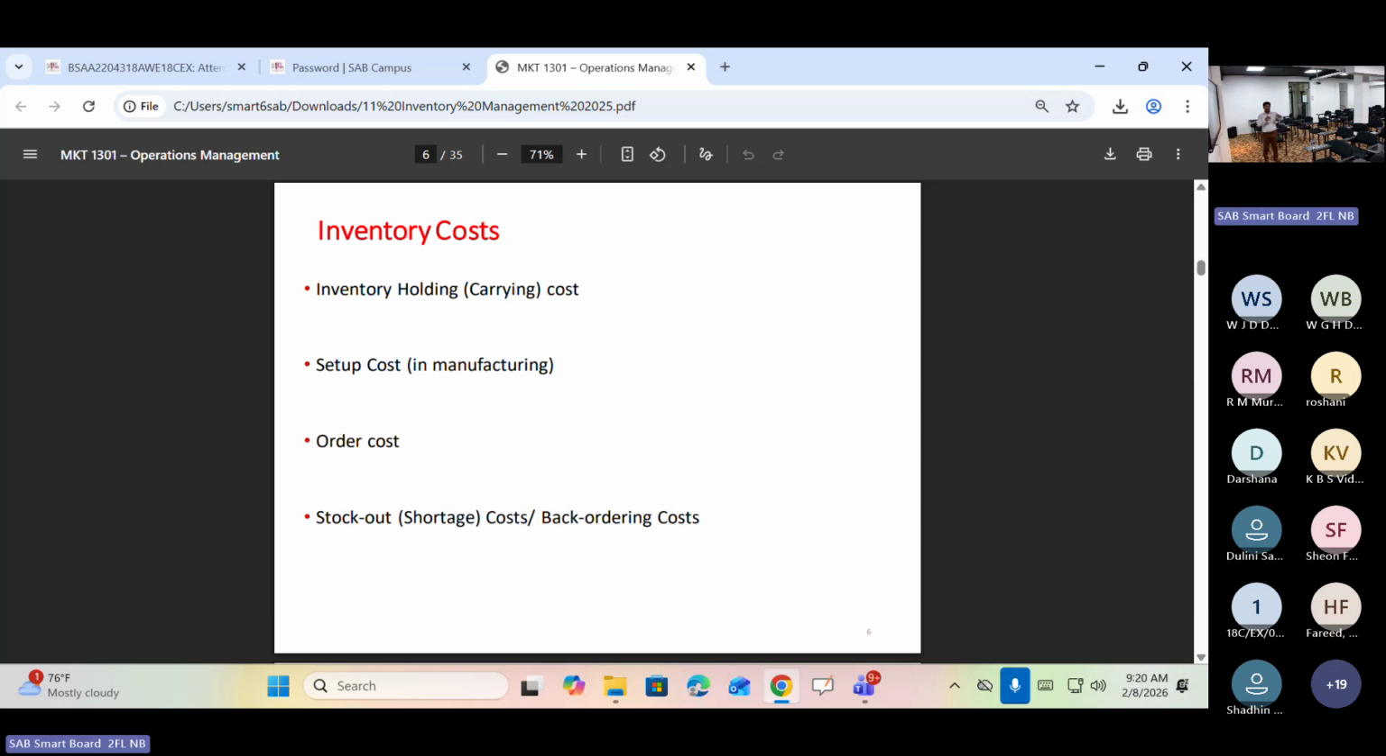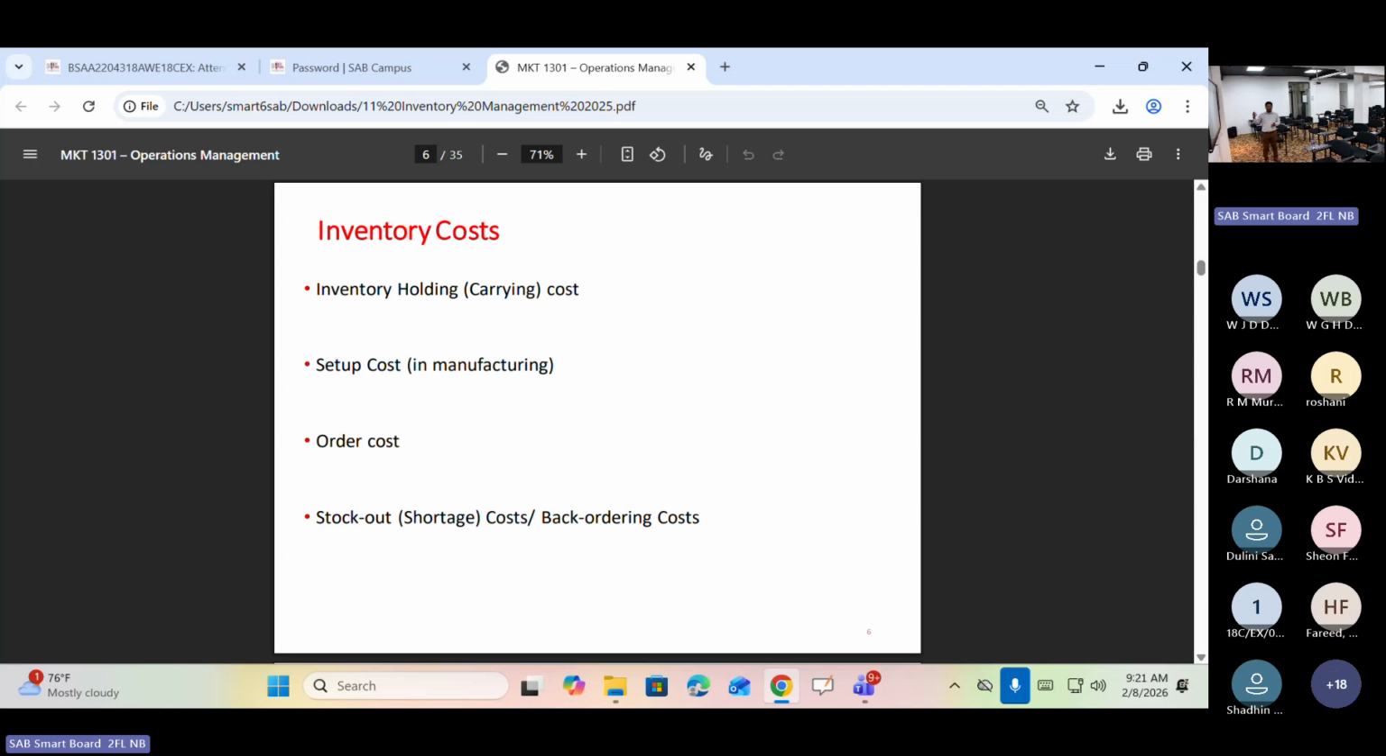When identifying the different costs associated with inventory, we basically identify two types of costs. The main type of cost involved in inventory management is the inventory carrying cost, or what we call inventory holding cost. And the other type of cost is called ordering cost. Those are the two costs.